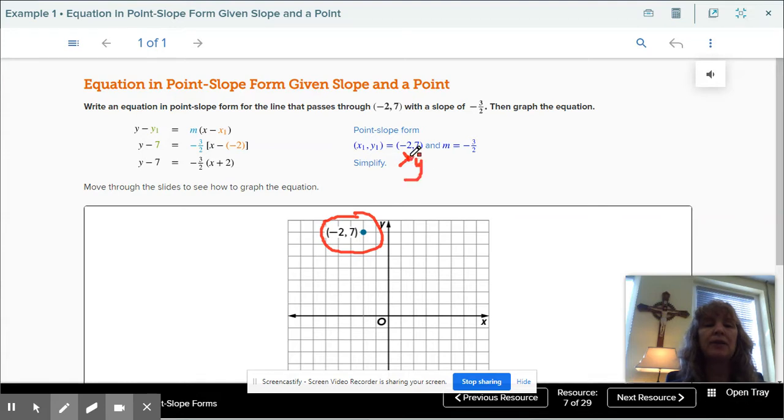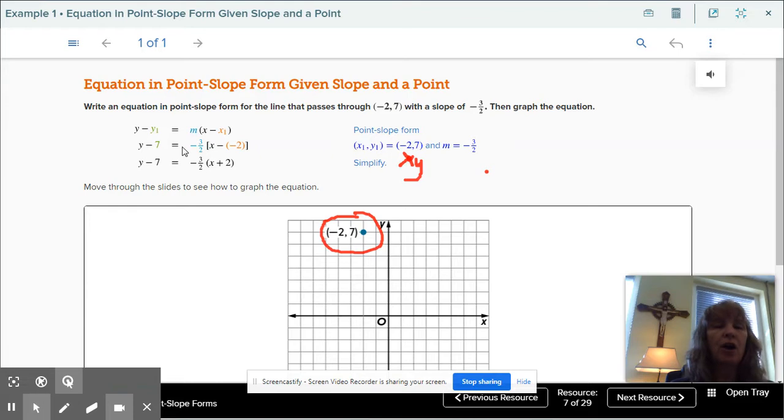And of course, in your ordered pair, x is first, y is second, and you already know your m. And all they did was they inserted these things into the equation. They kept the y, they subtracted 7, because that's what it is in your ordered pair. It equals -3/2. This is your slope. In brackets, it's x minus, and they put the -2 in parentheses because you don't want to have a minus together. Rewrite it, x minus 7 equals -3/2 x plus 2.